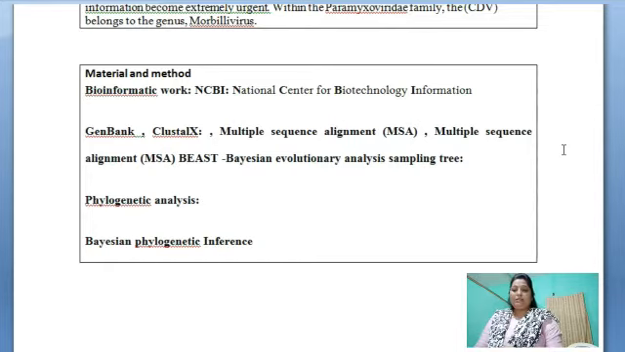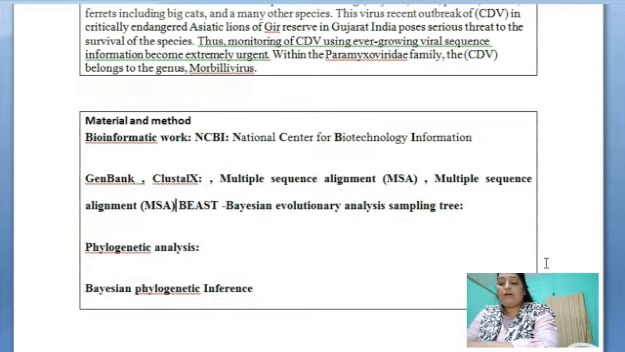GenBank. GenBank is the sequence database where data is submitted by individual scientists from around the world. This GenBank has gene sequences of different types of organisms from around the world. Then there is software used for multiple sequence alignment.